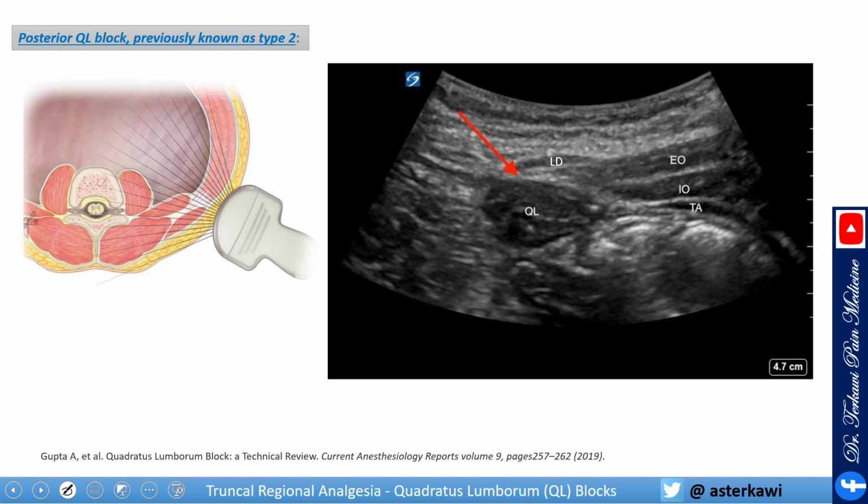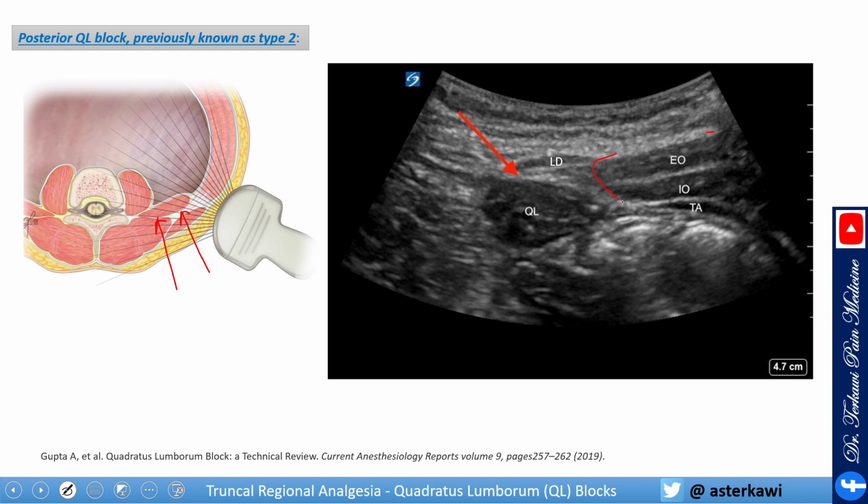The second approach is the posterior approach, which, as I mentioned, is posterior to the QL muscle. Depending on the level, it is between the erector spinae and the quadratus lumborum. If you are slightly lateral, then you are between the latissimus dorsi and the quadratus lumborum. And how do you know?